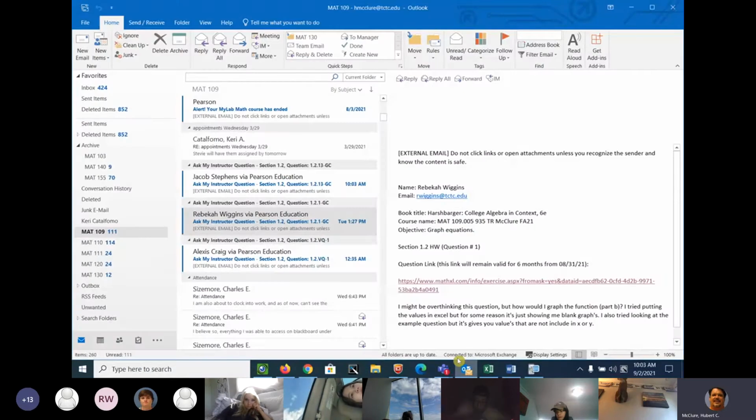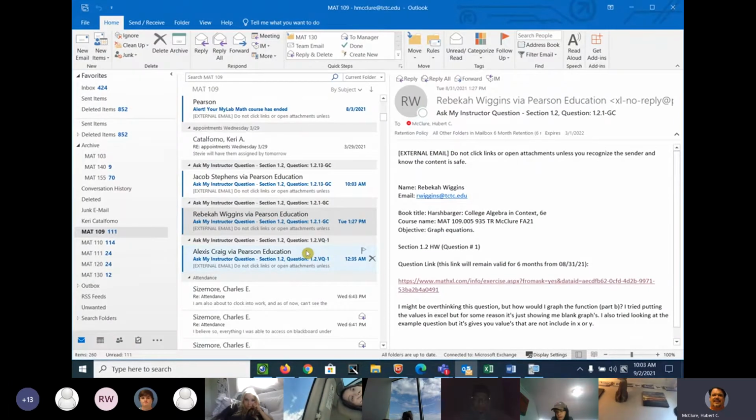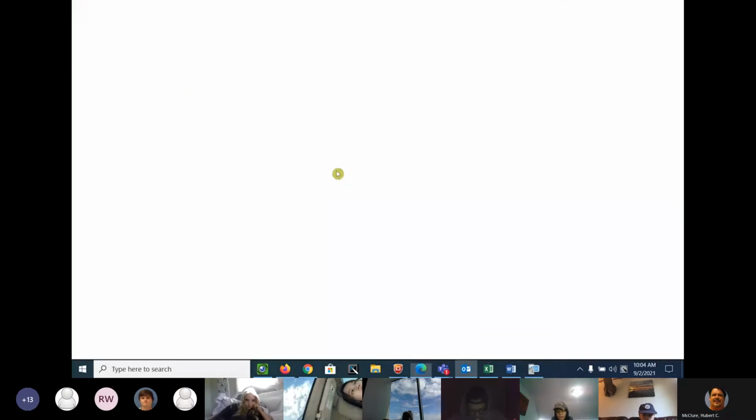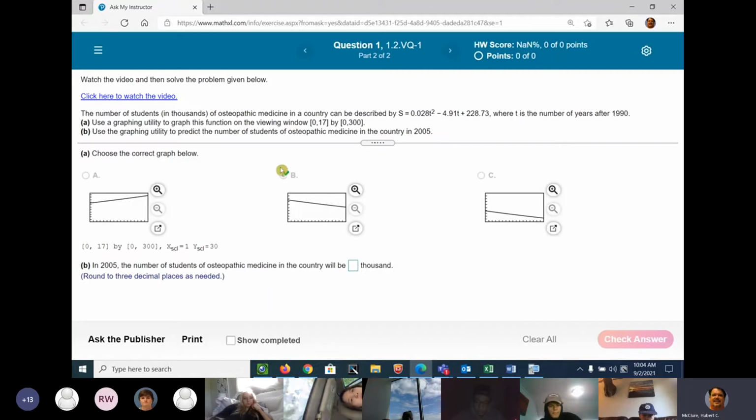is, and somebody done sent another question, thank you. This is 1.2, and I don't see anything else. Number 11. I have no idea how to do this problem. And I might not either. It might be one of them bad problems.